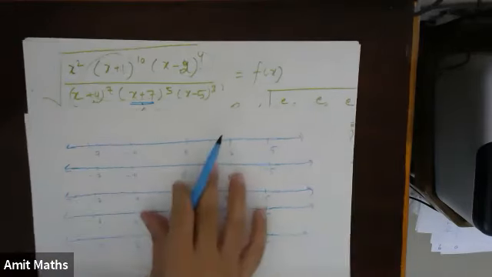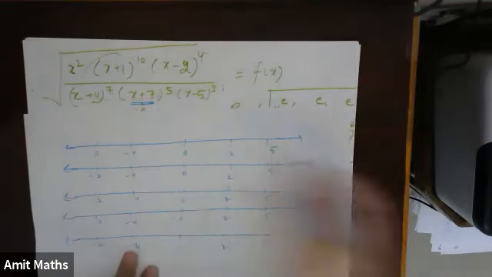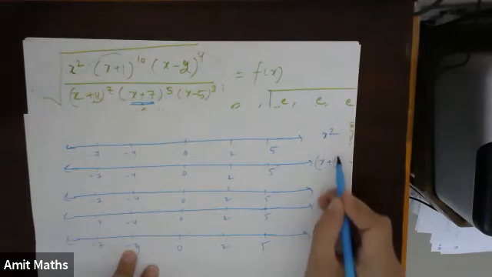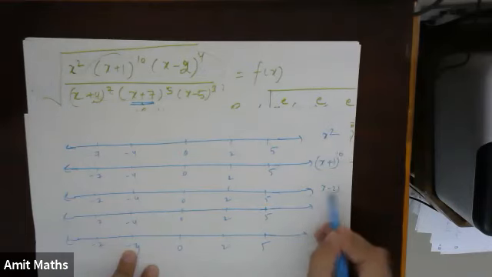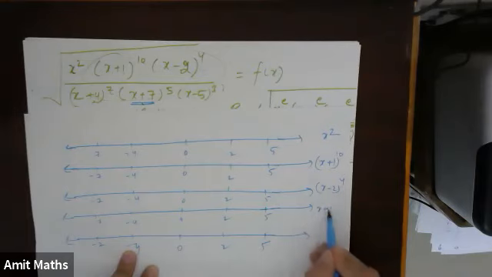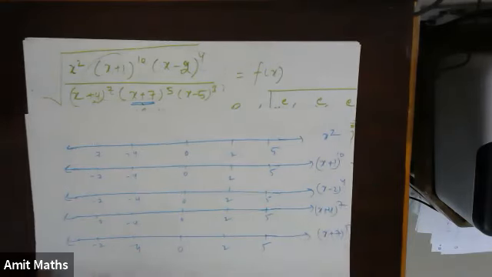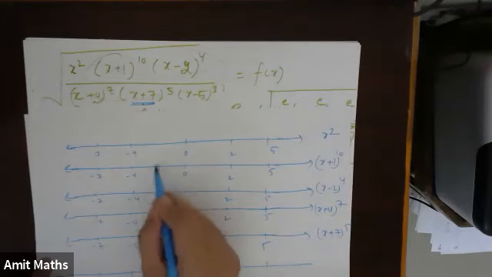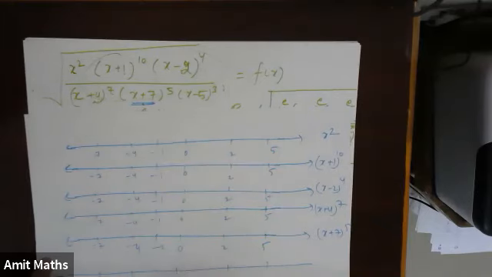Fine. So what I'll do is, for this one, this is for x square. This is for (x plus 1) to the power 10. This is for (x minus 2) to the power 4. This is for (x plus 4) to the power 7. This is for (x plus 7) to the power 5. We have 5, 6. And this is 5, minus 7, minus 4, 0, 2, 5. And we also have minus 1. This is (x minus 5) to the power 3.